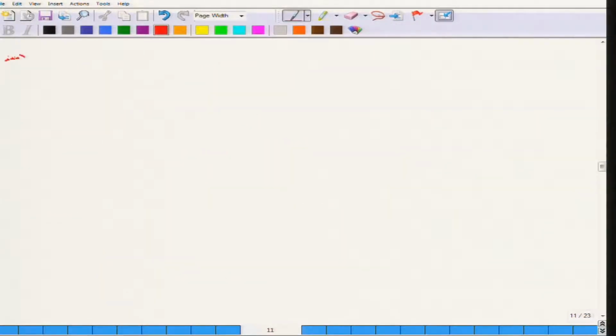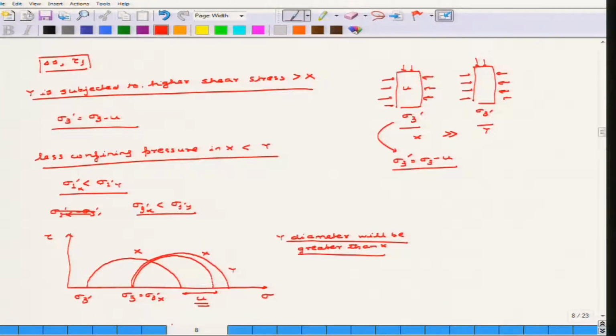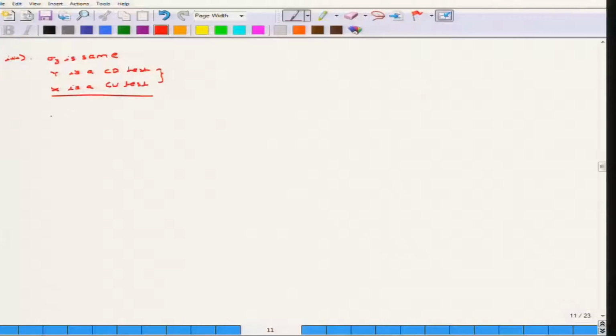Moving to the third problem, it is said that sigma 3 is the same, while sample Y is a CD test and sample X is a CU test. Now if you remember correctly, this is the same as the first problem, because in the first problem also we said that since the strain rate in case of sample X was higher, it was actually a CU test rather than a CD test. So in this case also the shear strength of X will be greater than that of Y. But remember that this is not always the case.